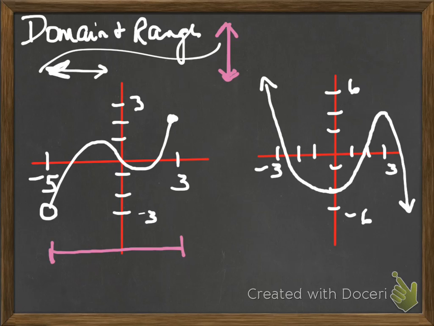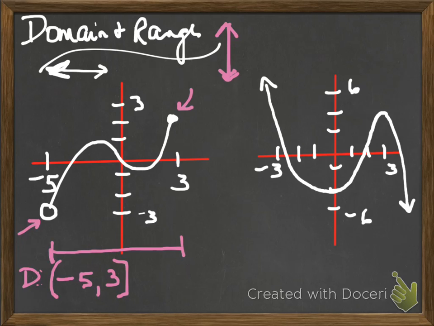And since that's the case, that's our domain. So our domain for this problem would just be negative 5 to 3. Now the question is, do I use brackets or parentheses? Well, if you look over here on the left, I'm using an open circle, which means it's not included. But if you look over here at 3, I'm using a closed circle, which means it is included. So our domain here would be parentheses negative 5 to 3 bracket.